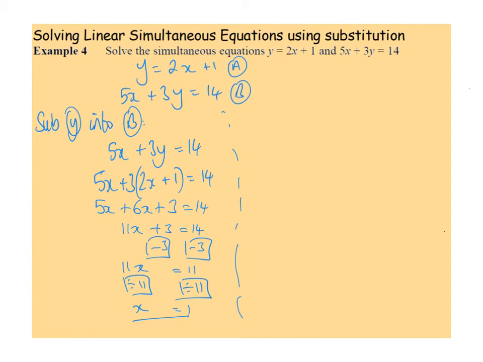It should be fairly obvious here that the easiest one to substitute into is A. So I'm going to sub x into equation A, and that's because A is already written in such a way that it will give me y as soon as I input it. I won't need to do any rearranging.